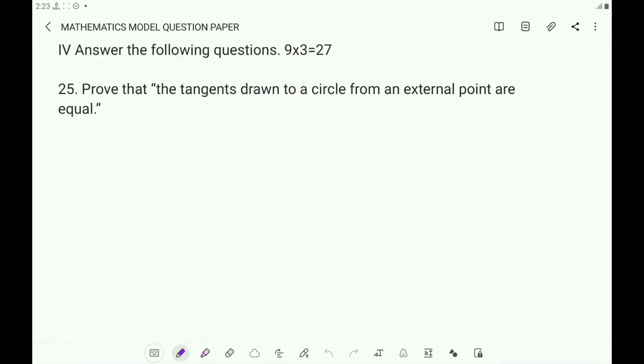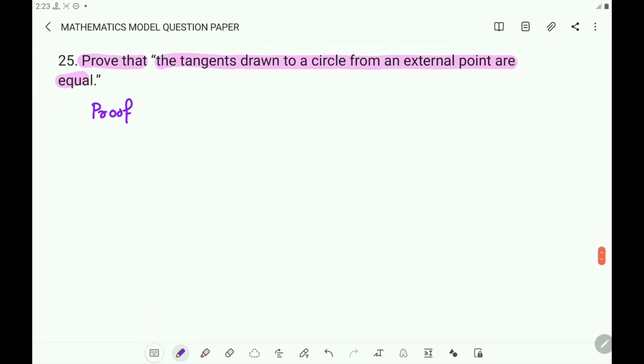Question number 25. What is that question? Prove that the tangents drawn to a circle from an external point are equal. Children, there is already a video lesson to prove this theorem. It is a theorem of the chapter Circles. So what is the statement? Tangents drawn to a circle from an external point are equal. And how will you prove this theorem? So let us have the proof.